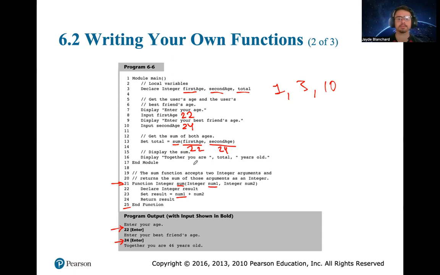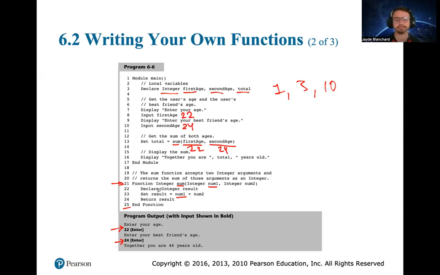So what's essentially going to happen is it's going to look at sum right here, and then it's going to look at integer num1. Well, we have an integer that's being sent. It is first age, but it is still an integer being sent. It doesn't matter what that integer is as long as it's an integer. So it sees first age is an integer, because we declared it right here. So we're going to send that integer right here, and now that first age integer becomes num1 for this specific function, basically.